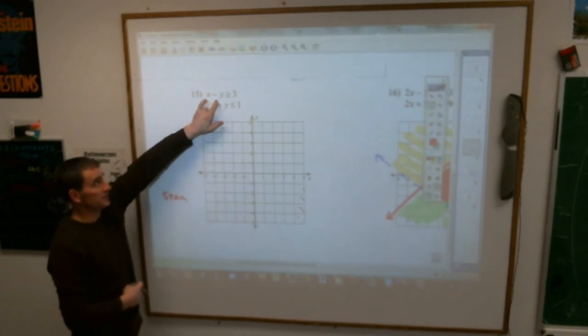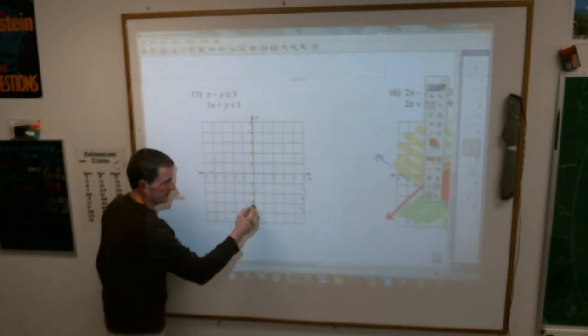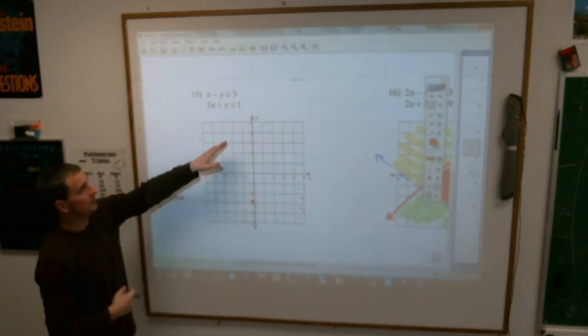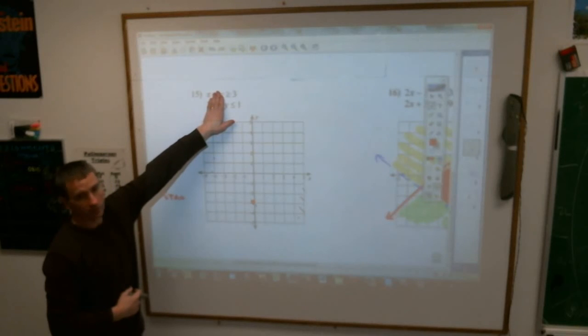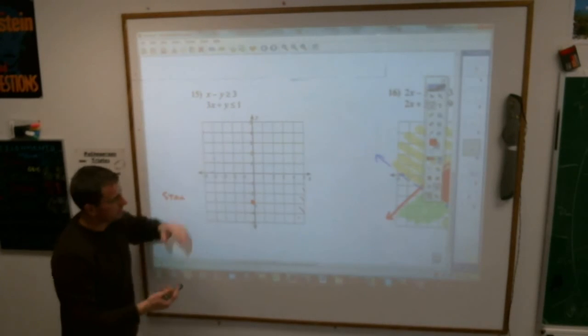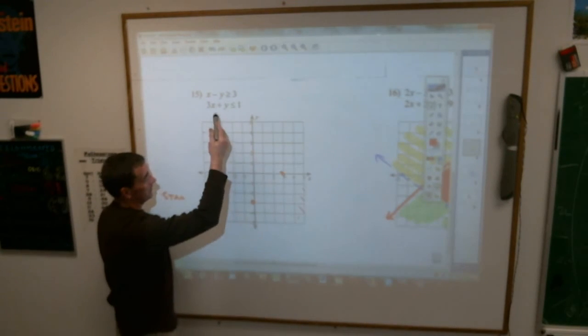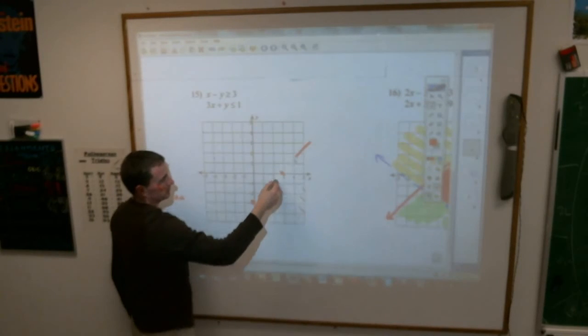Negative 3, right, because of the negative y. So you put a dot at negative 3. Then you do the same thing for y, cover it up. What does x equal? 3. Those are the 2 points you use to make the graph. It's equal, so you can use a solid line.